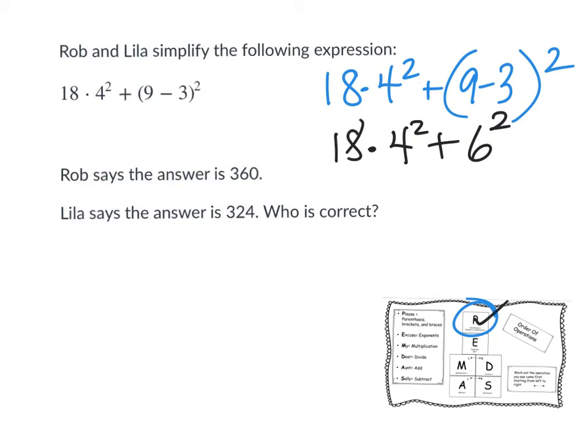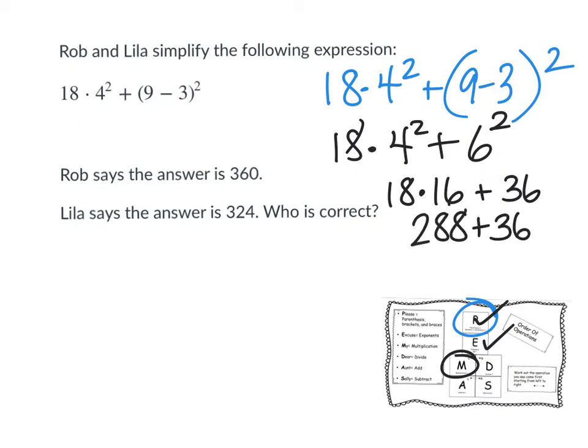Okay. On to my exponents. I have 2 exponents to evaluate in this problem. I'm going to leave the 18. 4 to the second power is 16. And then I have 6 to the second power, which is 36. All right, my final step, I have multiplication and I have addition. Multiplication is going to come first, so I'm going to do 18 times 16. That equals 288. And then finally, I'm going to add that 36, which gets me to 324.